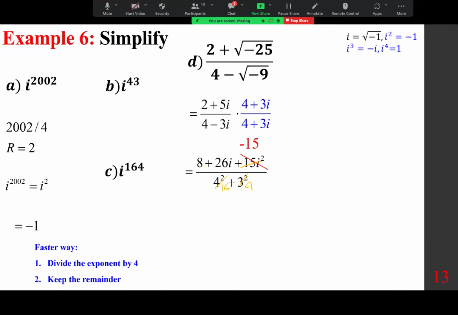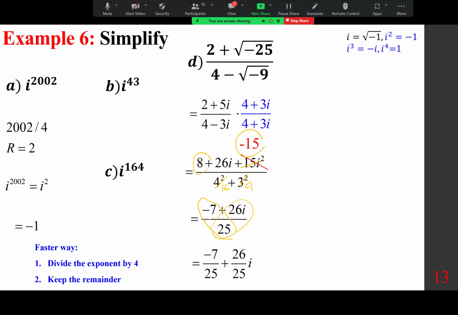So 8 and minus 15 add up to negative 7, and the bottom, 16 and 9, is 25. It's good practice to separate them into 2 fractions, because now we can clearly answer: the value of a is minus 7 over 25, the value of b is 26 over 25.